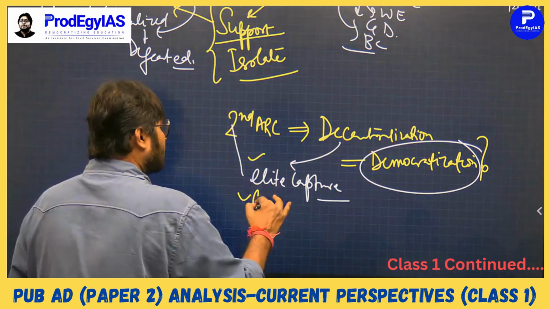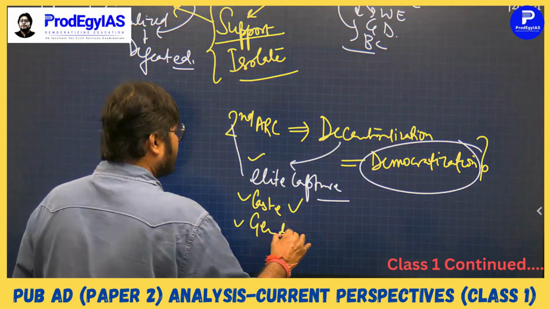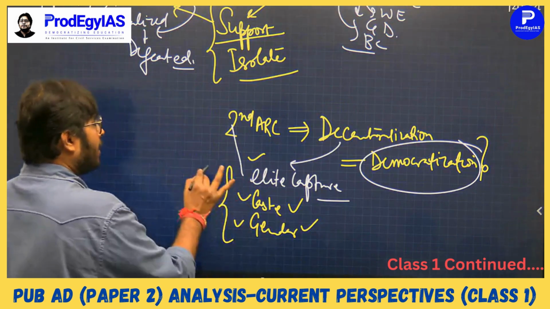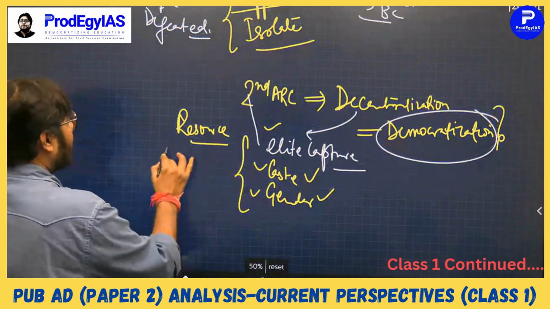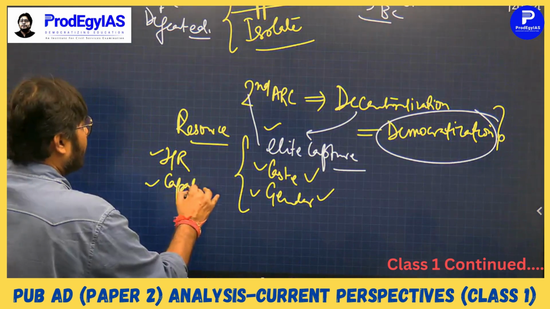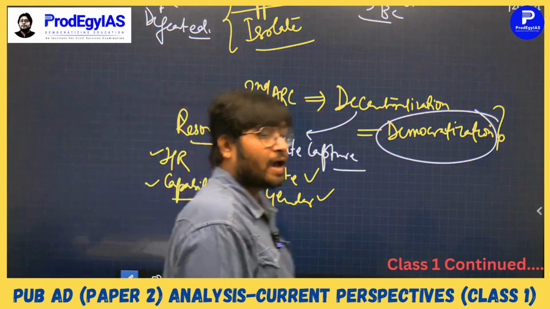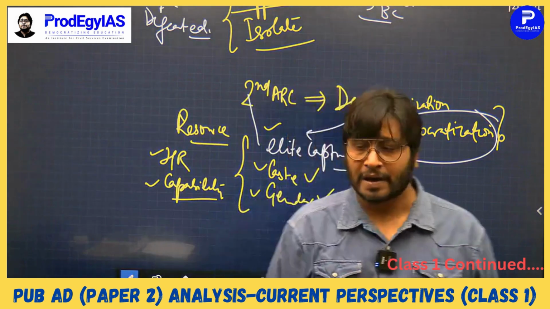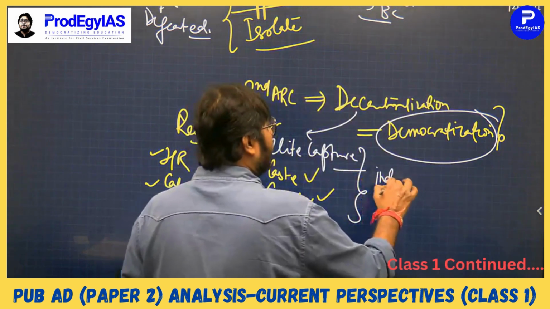Fine. Caste dominance है, ये रहेगा. Gender discrimination है, ये भी रहेगा भाई. ठीक है. Resource controlled है किसी के हाथ में, वो भी रहेगा. Lack of human resource है, ये भी रहेगा. Lack of capability है, ये भी रहेगा. This is what is changing. They are being given political power. That's it. And that too also they are not independent tier of government.